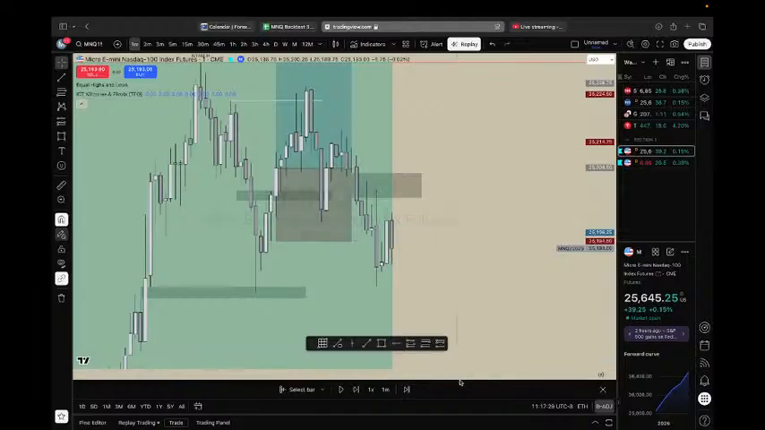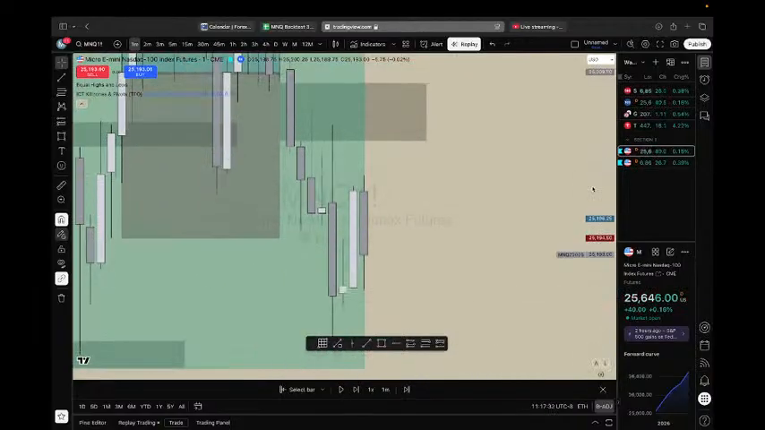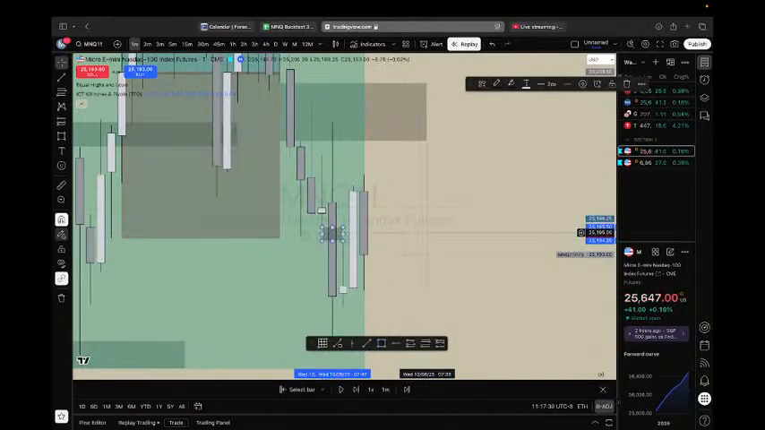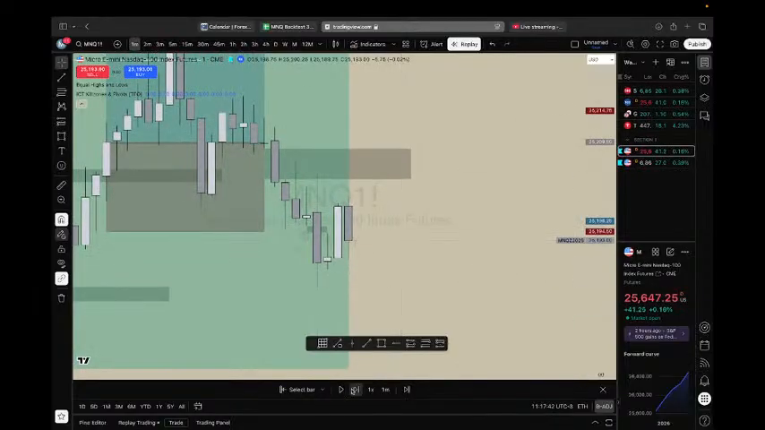I mean, maybe this could be an entry, but it's not an obvious fair value gap. You can see we do sweep this liquidity right here. You could just enter in right here, but I'm not entering off of this. I'm not messing with this one. Yeah, see, price would have just stopped me out anyways.